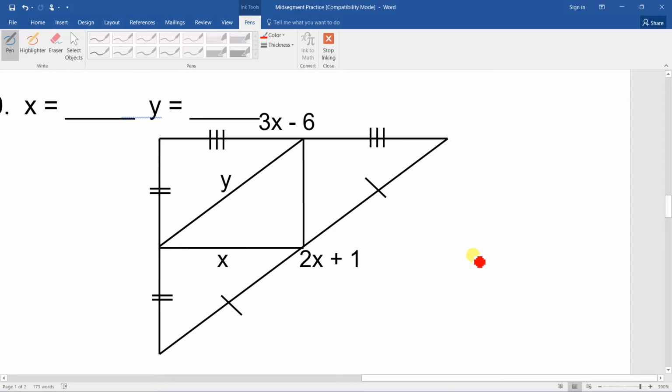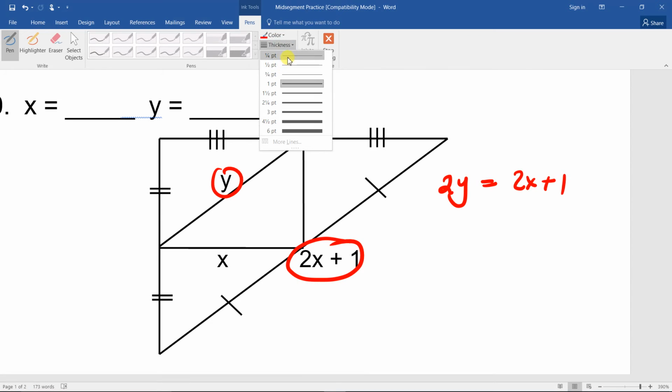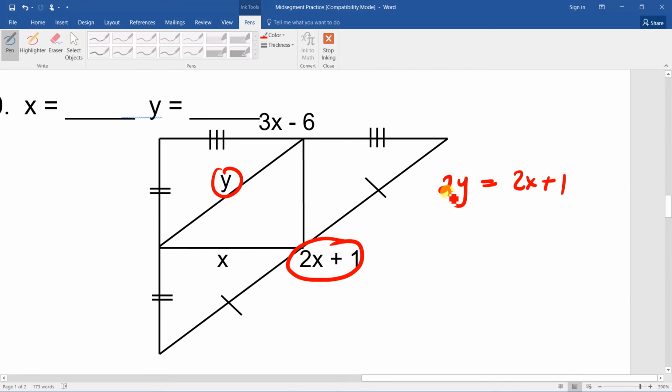Okay, I'm going to do one more over here. This should be the last one, I think. Now, you're asked to again solve for x and y. I notice here, again, these are mid-segments. Okay, so y would correspond to this side, right? So I can say 2 times y, because it's going to be half this length, right? It's going to be 2x plus 1. Okay, that's going to be tough to solve because there are 2 variables.